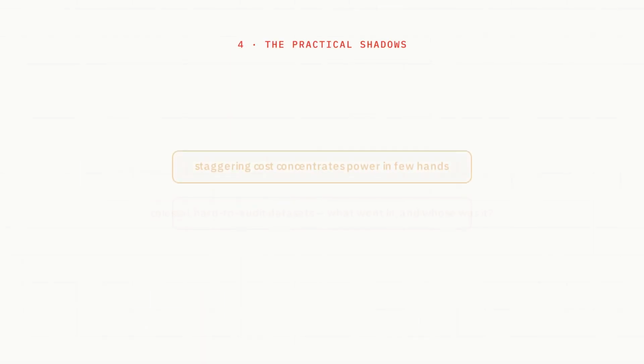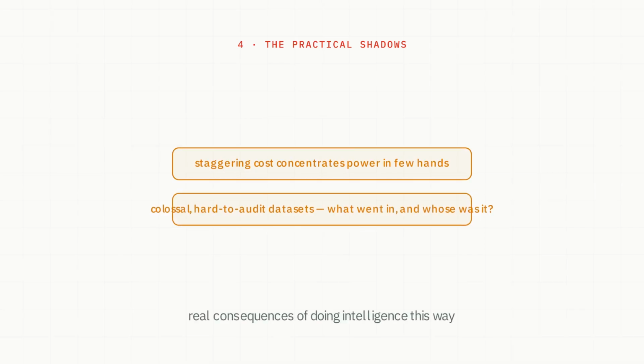And finally, the practical shadows: the staggering financial and energy cost we discussed, which concentrates the power to build these models in very few hands, and the colossal, hard-to-audit datasets with all the thorny questions they raise about what went in and who it belonged to. These aren't footnotes, they're real consequences of doing intelligence this way, and they belong in any honest account of it.